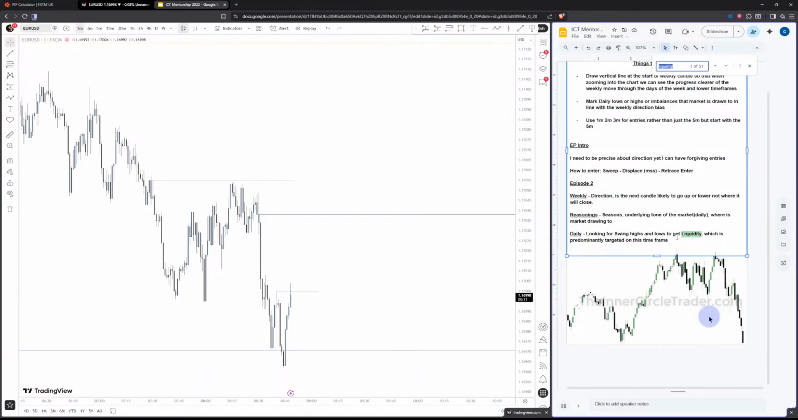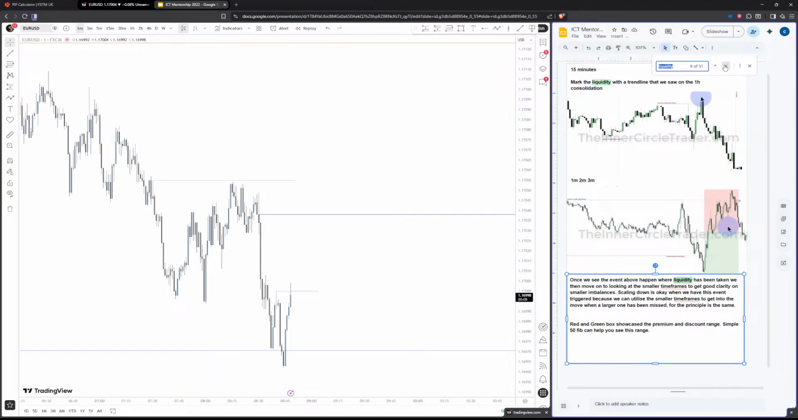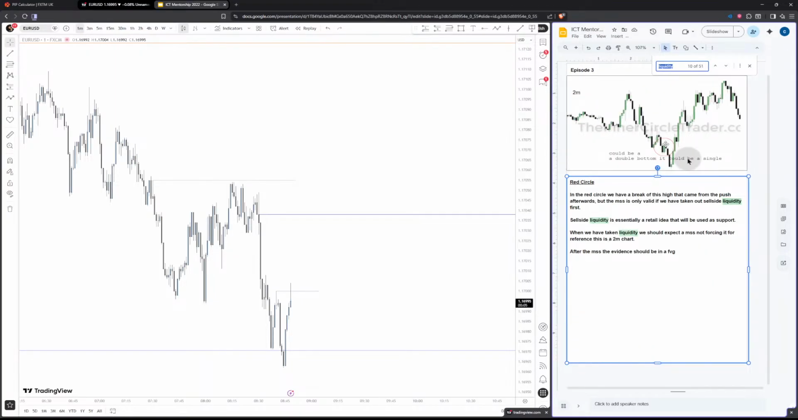So we're going to continue scanning for liquidity to see if there's anything else that tells us about what happens when liquidity has been taken. So in the red circle here, we have a break of this high that came from the push afterwards, but the market structure shift is only valid if we've taken sell side liquidity first. So a market structure shift must have liquidity taken and a displacement. For sell side, this acted as a support idea. So the taking of the liquidity to push up is valid. So when we have taken liquidity, we should expect a market structure shift. We're not meant to force it.